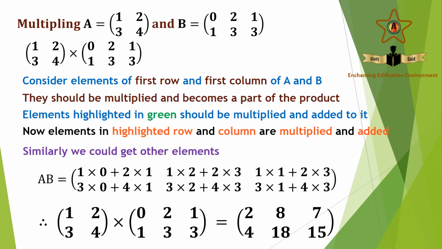Now our answer is: the matrix 1, 2, 3, 4 multiplied by the matrix 0, 2, 1, 1, 3, 3. Our resultant matrix is going to be 2, 8, 7, 4, 18, 15.